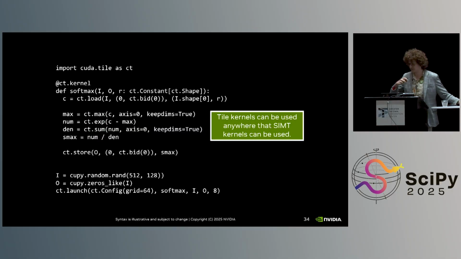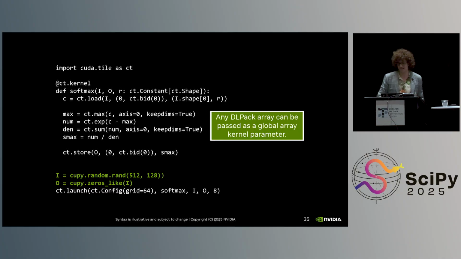All of CUDA's underlying launch APIs support both SIMT and tile kernels. Users don't have to care how a kernel was written, be it SIMT or tile, to use it. That means you can use and integrate tile kernels anywhere that you can use SIMT kernels, in CuPy, in cuDF, in PyTorch, in JAX, etc. Array parameters to kernel launches can be anything that satisfies the DLPack protocol, so NumPy arrays, CuPy arrays, PyTorch arrays, JAX arrays, etc.